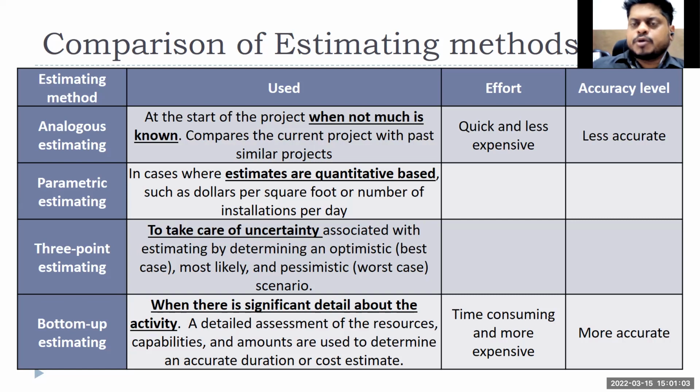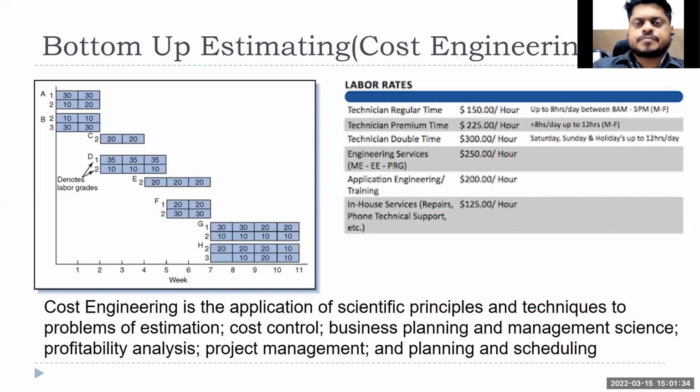Then bottom up estimating. Bottom up estimating is nothing but cost engineering. The problem with bottom up estimating is it is the most accurate one, but it takes much more time than other methods, and most of the time as a project manager you will not have that much time, right? You have to keep a balance between analogous estimating based on the previous project, and to a certain extent bottom up estimating if you have the time. But completely carrying out bottom up estimating or cost engineering is very difficult.